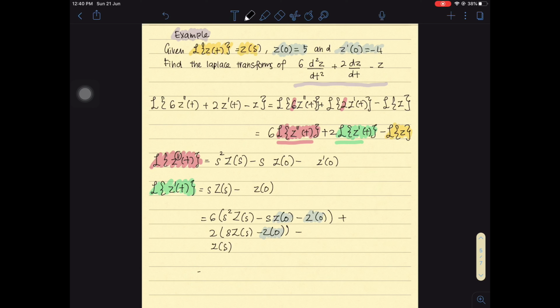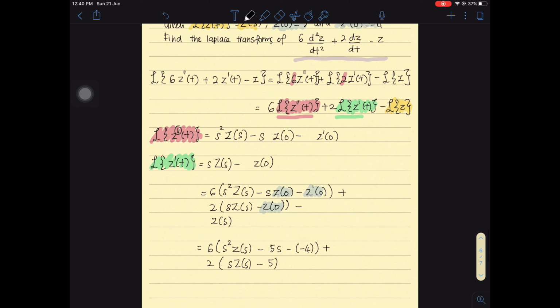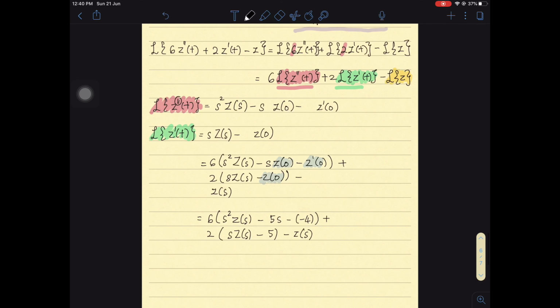What you will have here is 6s squared times (zs minus z0), which is 5, so you have 5s minus z prime 0, which is negative 4, so you have minus negative 4, plus 2 times (s zs minus z0), which is 5, minus with zs.